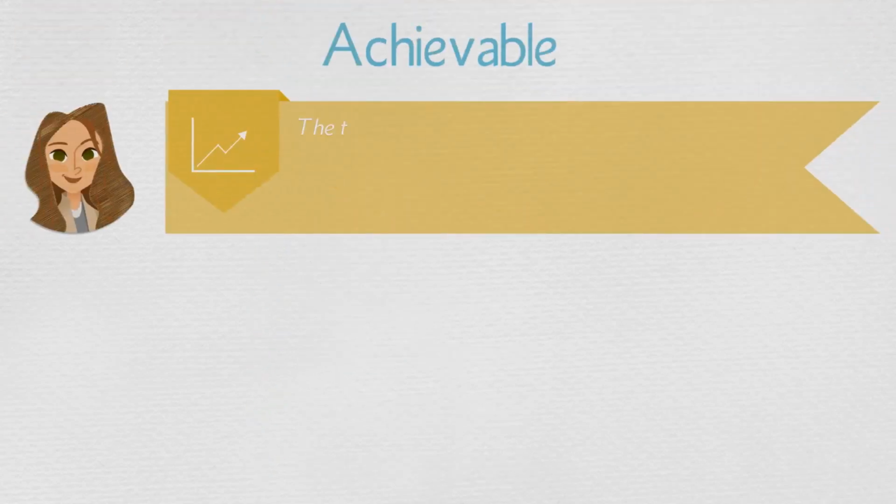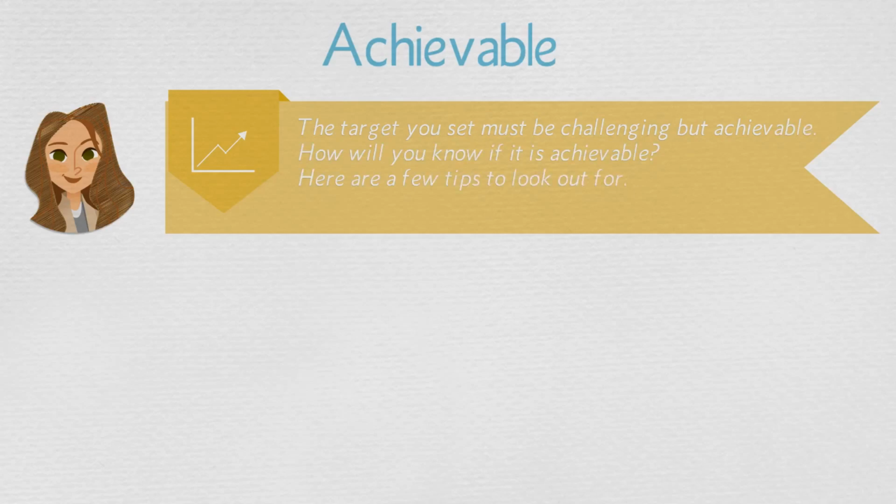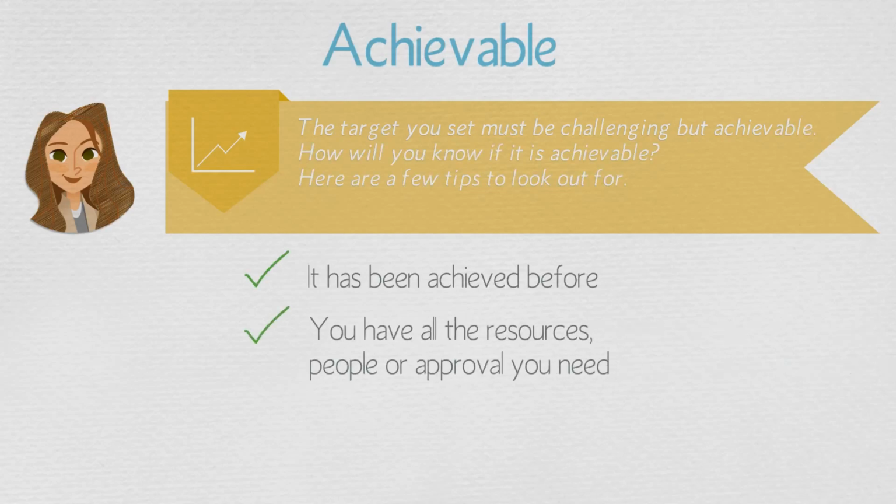A is for achievable. The target you set must be challenging, but still achievable. How will you know if it is actually achievable? Well, here are a few tips to look out for. It has been achieved before. You have all the resources, people or approval you need. You can measure its performance.